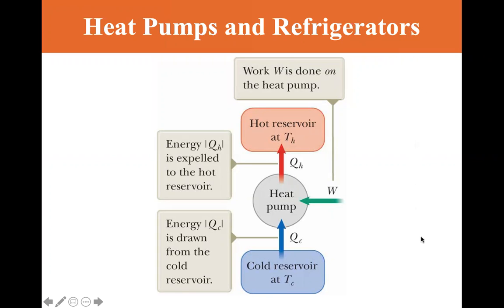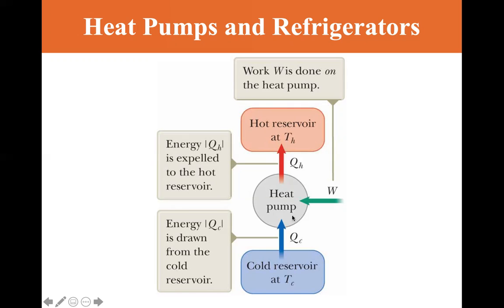If you look, this looks very similar to a diagram we had previously, but the arrows are pointing in a different direction. Every one of these arrows is pointing in a different direction. The Q hot was going to the heat pump. The Q cold was going from the heat pump to the cold reservoir, and the work was going out of what we called the heat engine. Now notice everything is reversed here.